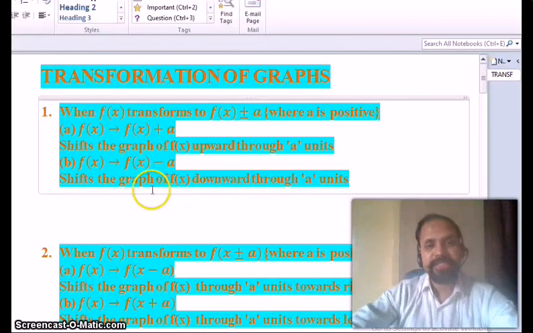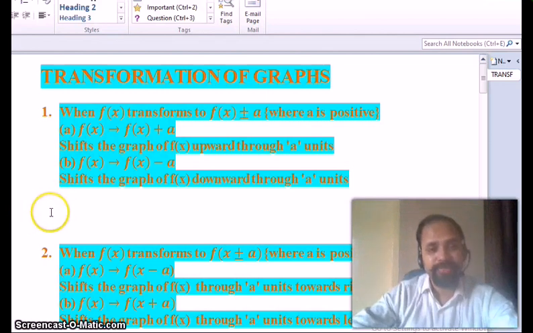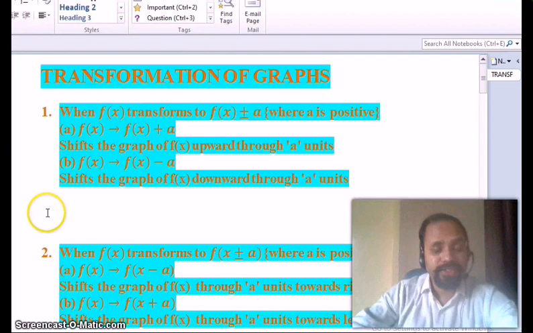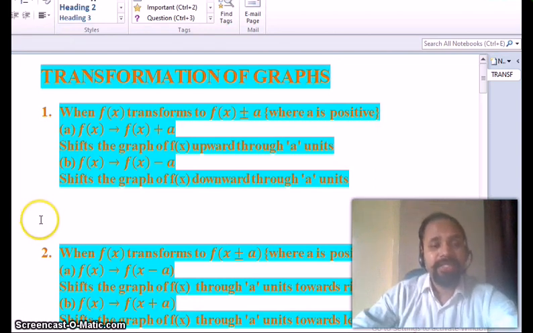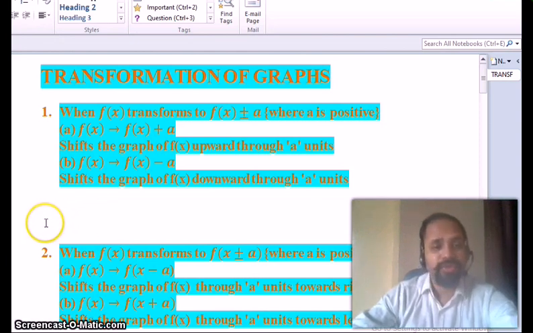Friends, today we'll discuss transformation of graph. This is the most important topic for class 11, 12 and the competitive exams. Usually students know the standard equation of graph, but they feel problem when there is slight change in the equation of standard graph. So today we will discuss a lot of methods to how to draw graph with some changes.